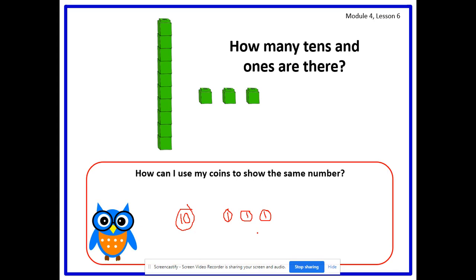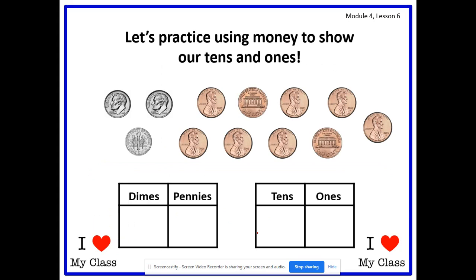It's just like using the 10 stick to represent 1 ten and using the pennies to represent our 3 ones. Ready? Let's practice using money to show our tens and ones. On your whiteboard, go ahead and do this one with me. Ready? How many dimes do you have?